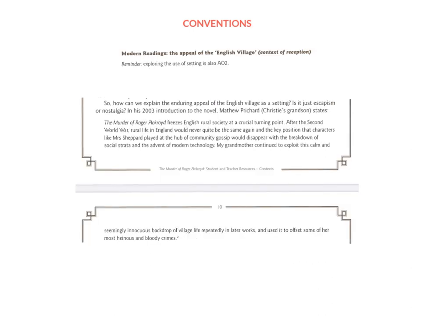Here's a nice little contextual thing in terms of AO3, and this is from Matthew Pritchard, Christie's grandson. So before we were talking about how the English country house and the cosy mystery, the classical closed circle of respectability, here's Christie's grandson on, I guess, what he sees as Christie's intentions behind placing these criminal acts of murder and bloodshed within these settings.